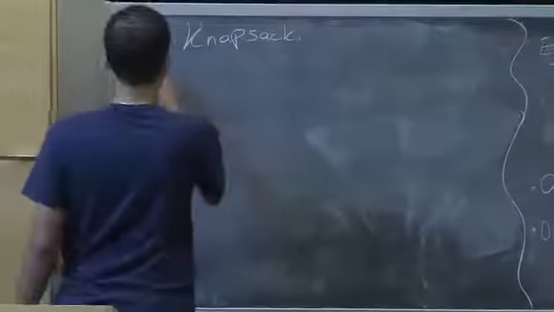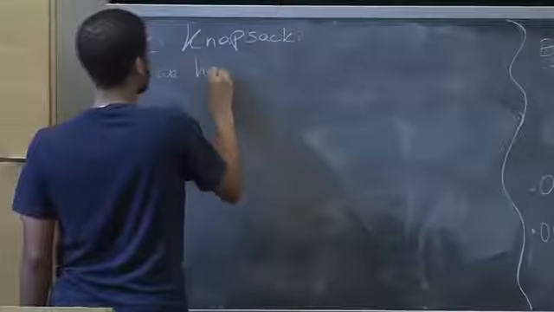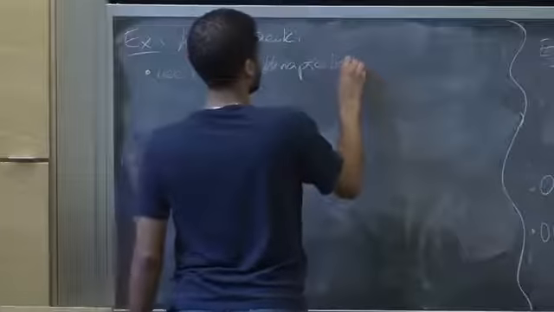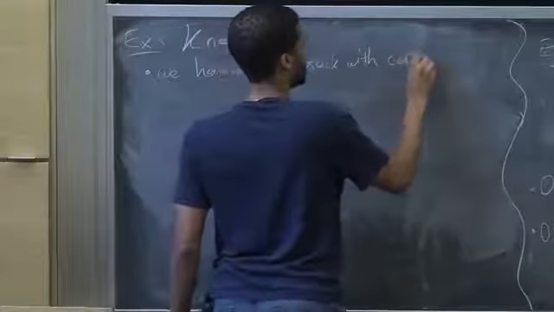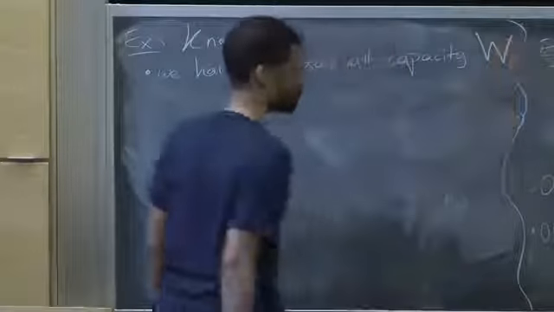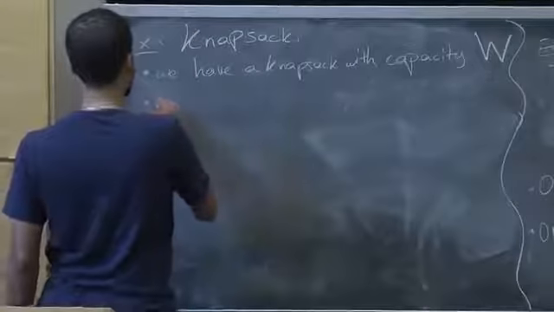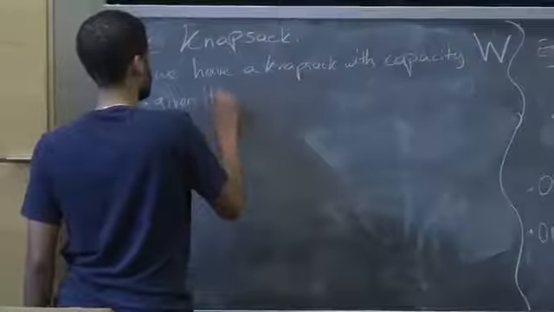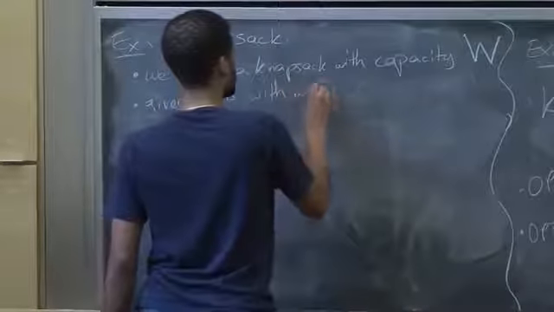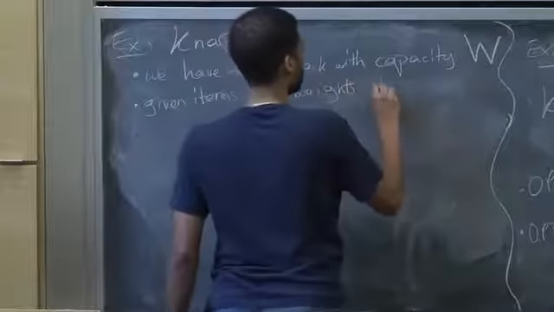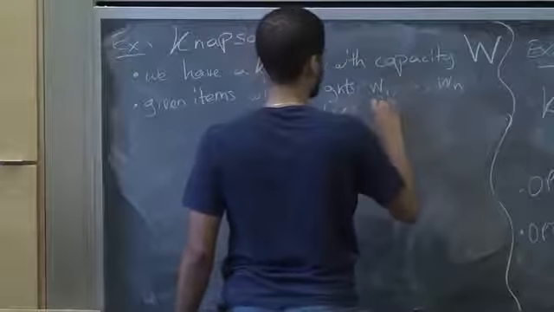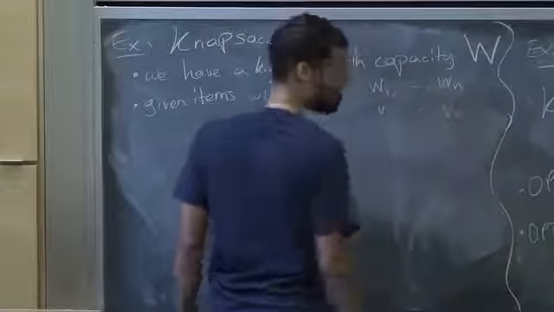So we have a knapsack with capacity W, and we're also given items with weights W1 up to Wn and values V1 up to Vn.